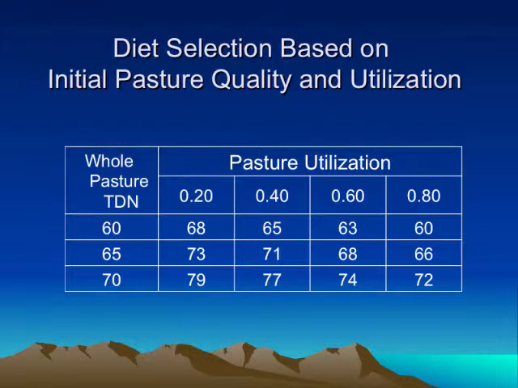If we only made them eat off 40%, and this would be comparable to what I'd do with backgrounding calves on my farm. I'm not going to make them eat the whole thing off. So it starts out at 65, but they're going to eat 71%.